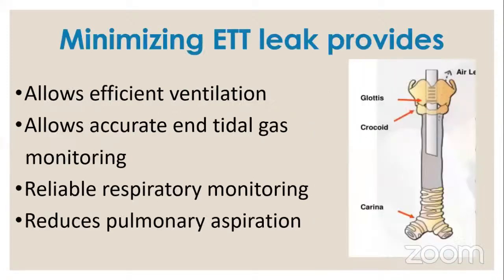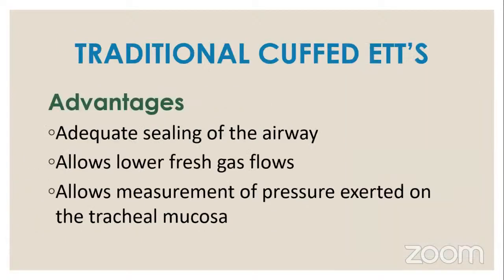The major problem with the uncuffed tube is the endotracheal tube leak. If we minimize this problem, it can allow efficient ventilation, accurate end-tidal gas monitoring, and also reliable respiratory monitoring, and this also reduces pulmonary aspiration. Coming on to traditional cuffed endotracheal tubes, the advantages are adequate sealing of the airway, lower fresh gas flows, and it also allows measurement of the pressure exerted on the tracheal mucosa.